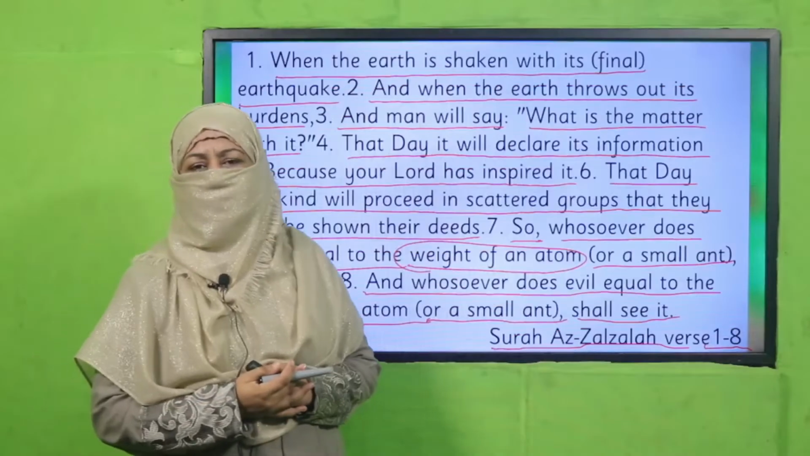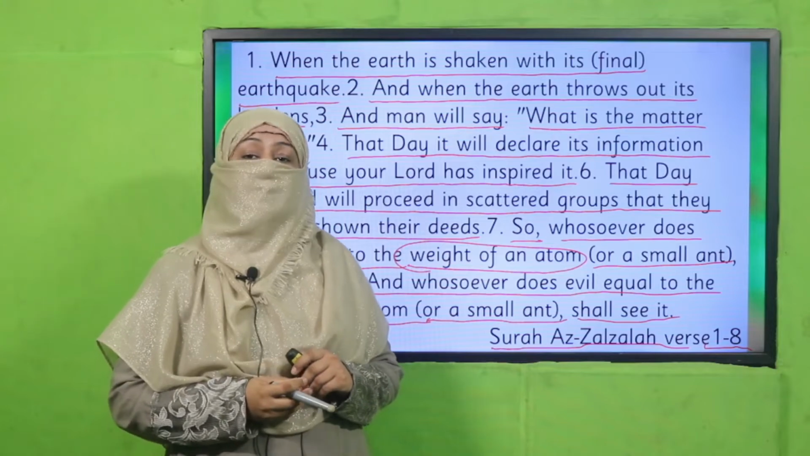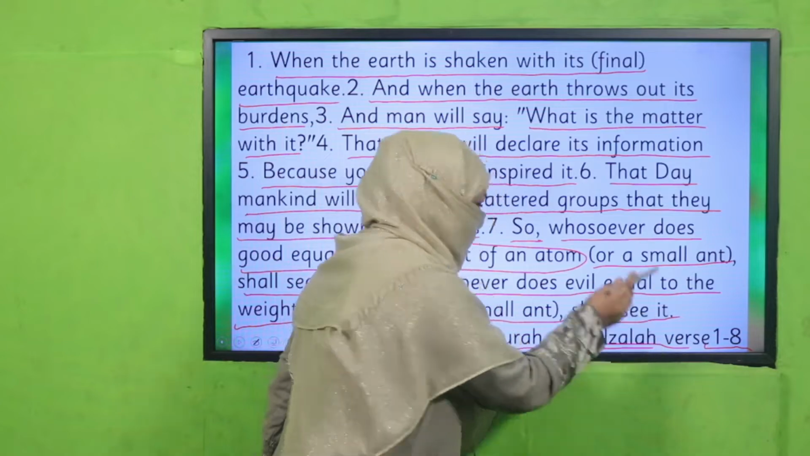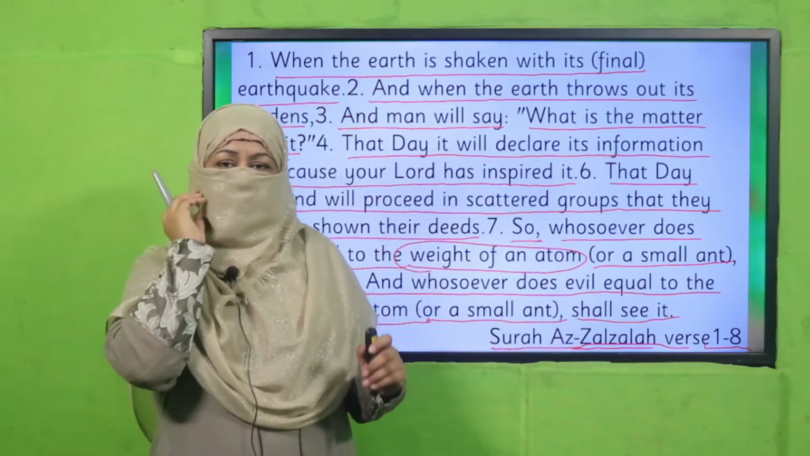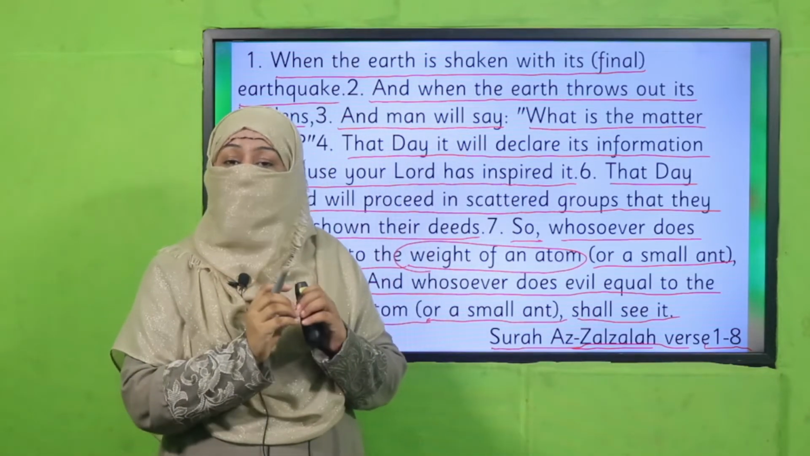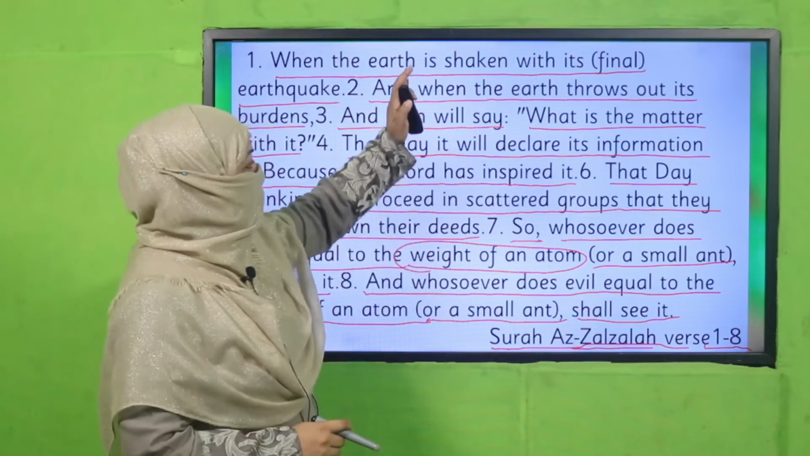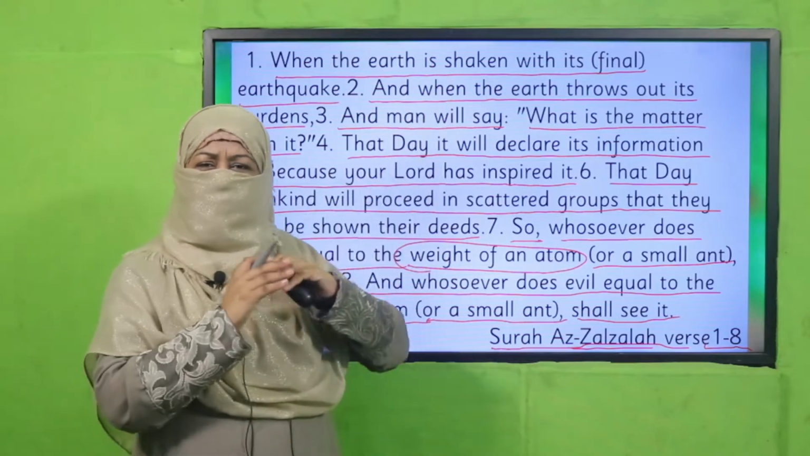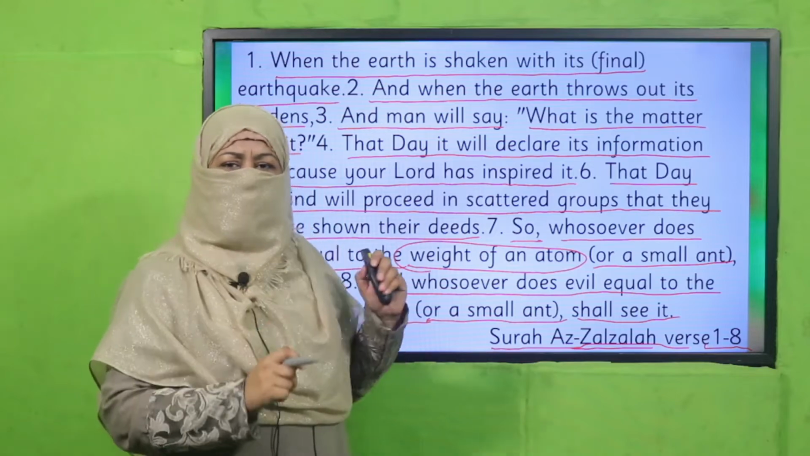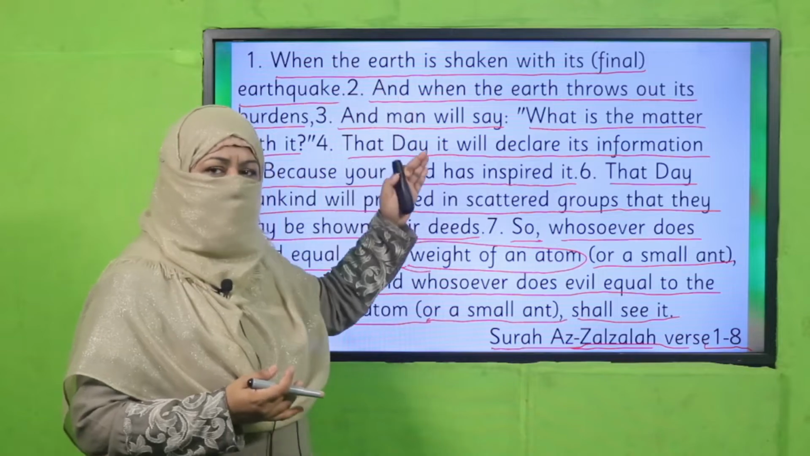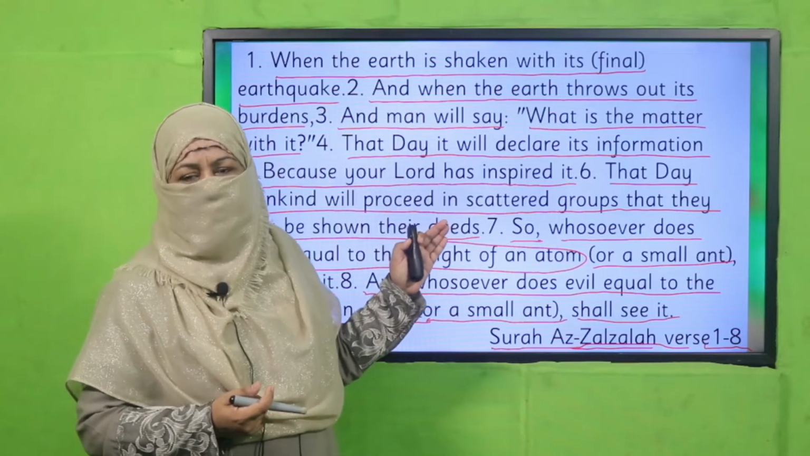Allahu Akbar. Yes, my dear students, what is this surah telling us? This is Surah Al-Zalzala, verse 1 till 8. Beta, this is a story of the day of judgment, how things will happen. First of all, there will be an earthquake and the earth will be shaken so hard, then everything will come out of it. This is how step by step things will be happening.